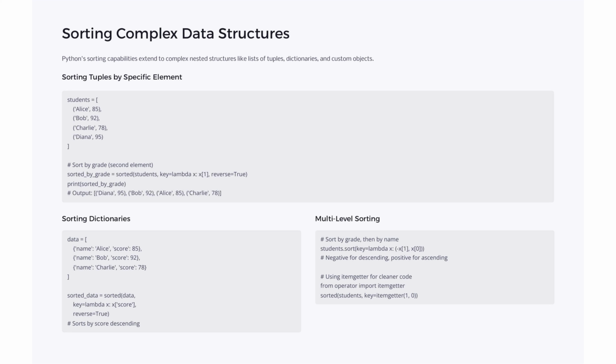Python excels at sorting complex structures like lists of tuples and dictionaries. For instance, sorting students by grades in descending order is achieved using a lambda function. Similarly, dictionaries can be sorted by scores using a key function. Multi-level sorting is possible by combining criteria, such as sorting by grade and then by name using itemgetter.